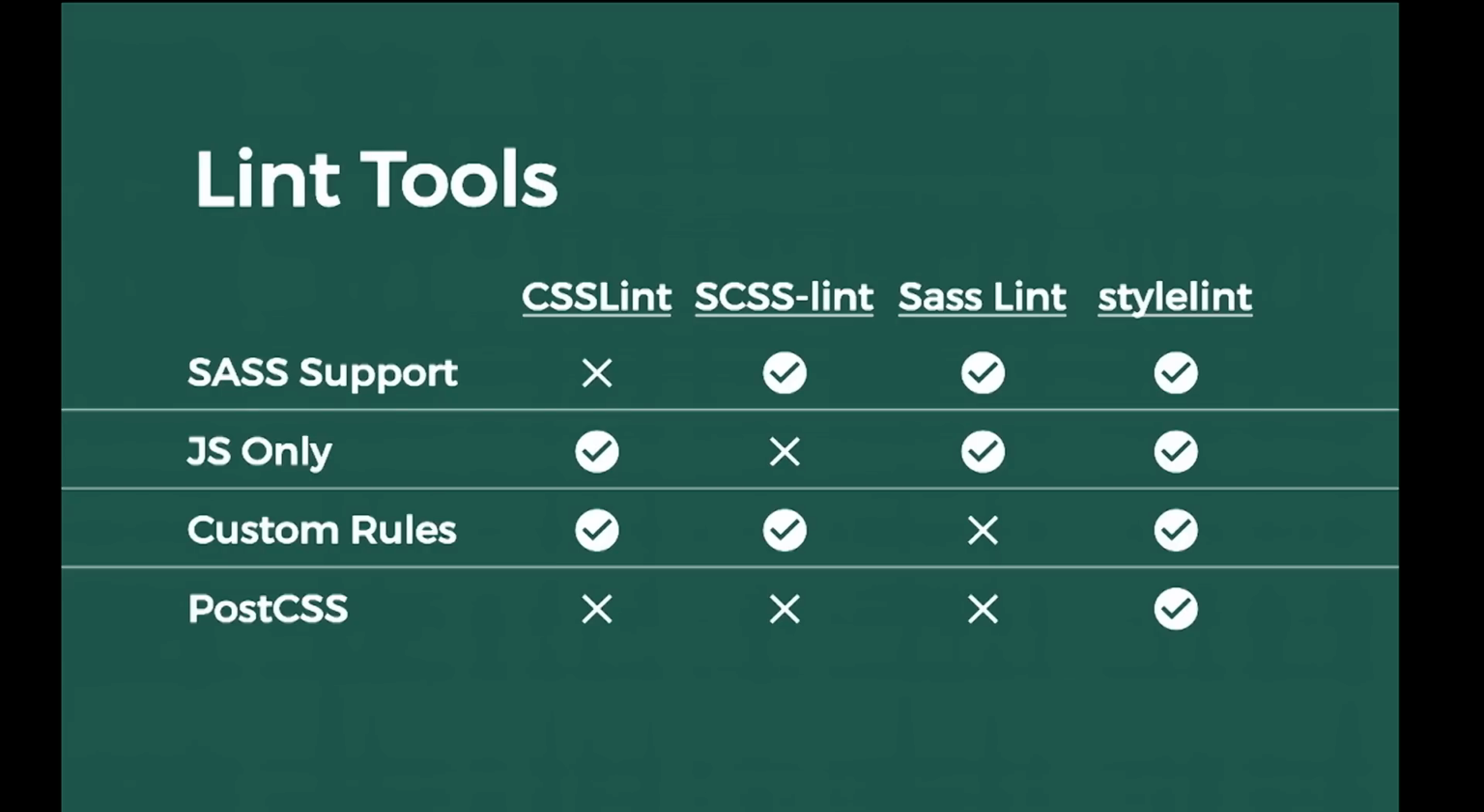So the first one is CSS Lint. I think that's the oldie from the block. It's been around for quite a long time. I think you can still use it today if you're just using CSS. However, it doesn't really have Sass support or Less support.